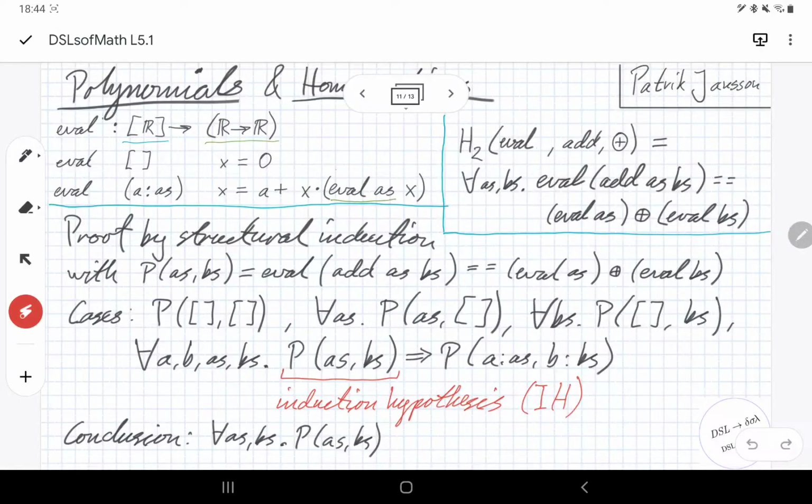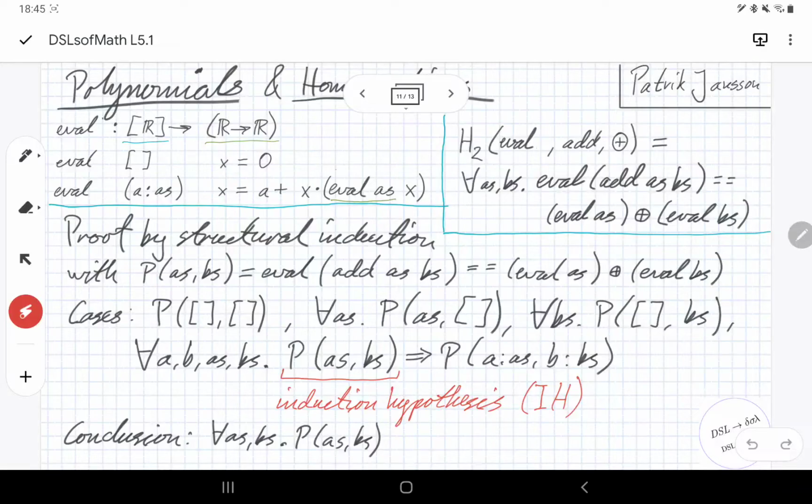So I will practice here a proof by structural induction, and it's a simultaneous induction on both lists. We have this predicate P that we want to prove, which is exactly this copied down. So P of AS and BS is the homomorphism condition.